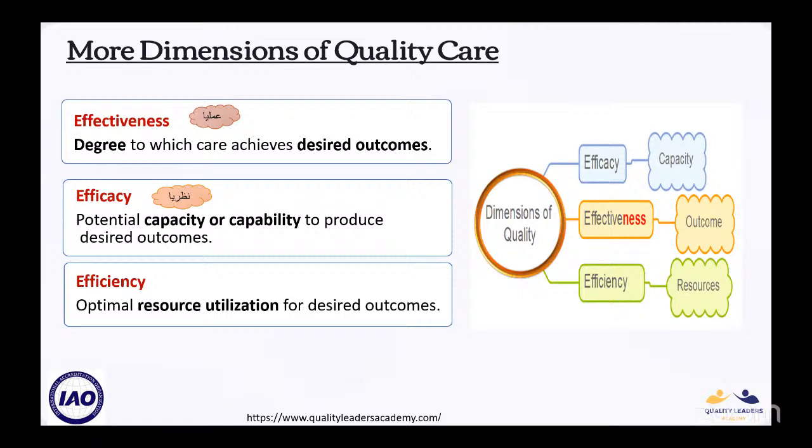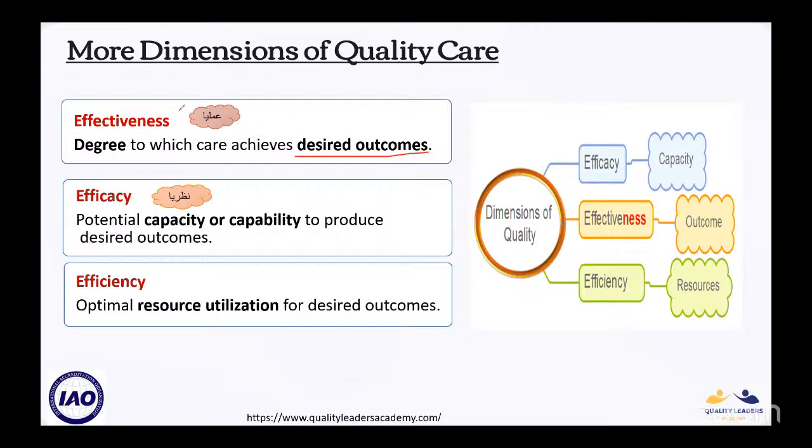So what is effectiveness? Effectiveness is the degree to which care achieves desired outcomes. Desired outcomes. Okay. So outcomes, desired outcomes is effectiveness. Now, what does it say? This is like, does it work question. You can do everything right from a process standpoint, but if patients are not getting better, there might be something wrong. So here, effectiveness is measured through outcomes.